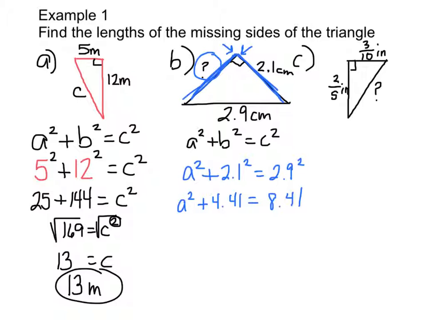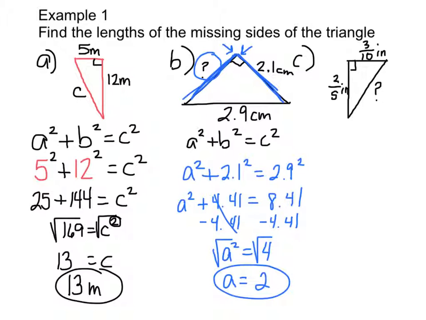Now, solving equations. In case you haven't solved equations, which I think you should have by now, the opposite of plus 4.41, we have to move it to the other side, is subtract 4.41. That cancels. That gives us a squared equals 4. I then take the square root of both sides. What number to the second power gives us 4? It would be a equals 2.